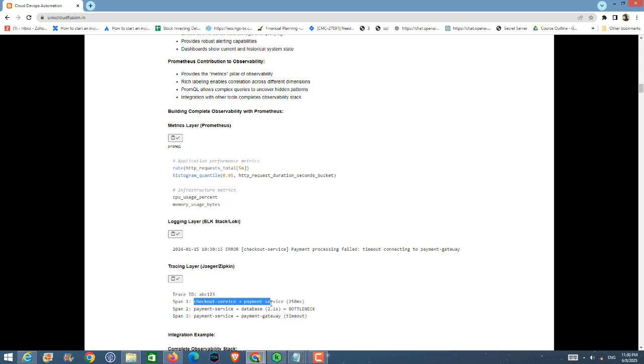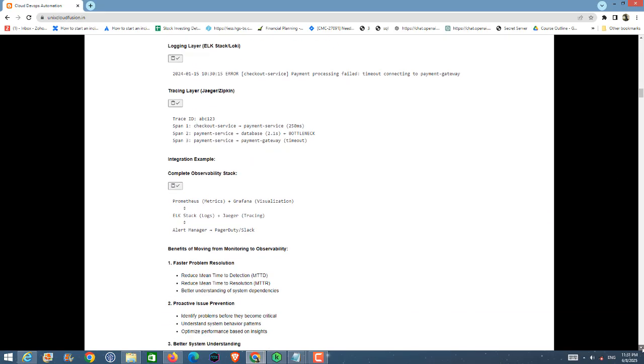Suppose in this case we have 3 microservices. The first call goes from checkout to the payment service, which took 250 milliseconds. Then from the payment service it goes to the database, which took 2.1 seconds. This is a pretty big time, and that's where we find the bottleneck. So tracing helps us pinpoint the microservice where the actual latency is happening. Then from the payment service to the payment gateway, a timeout is occurring. With the help of tracing, we can determine at the microservice level how much time a request takes and what its status is. That's why Jaeger plays an important role nowadays, especially in microservices infrastructure.